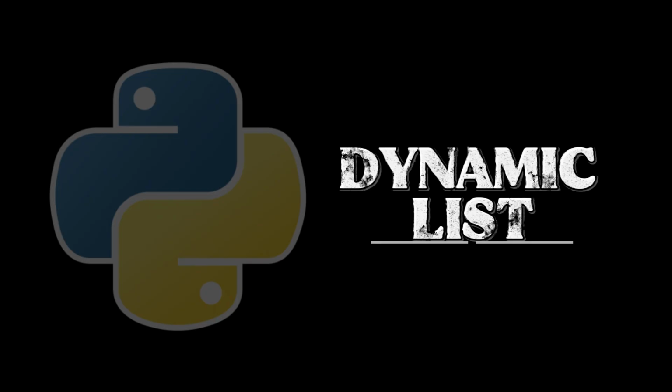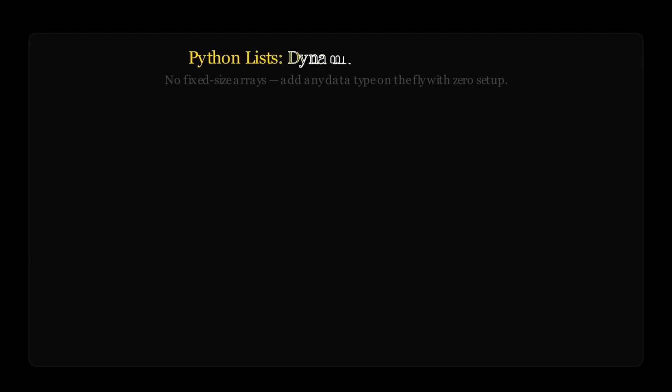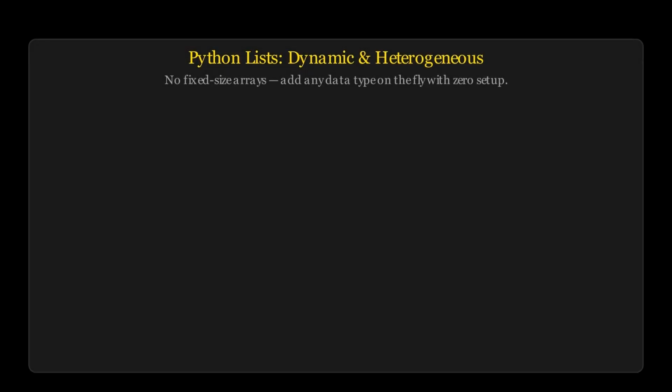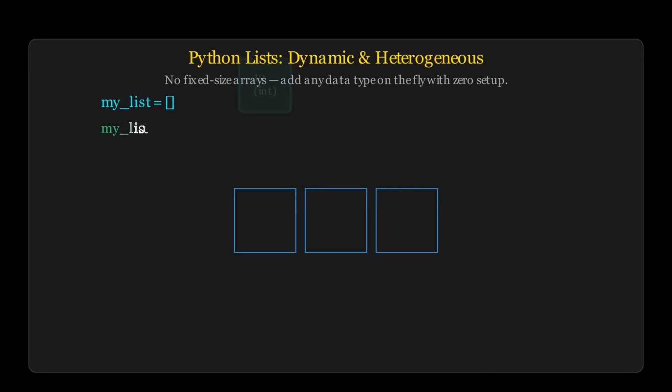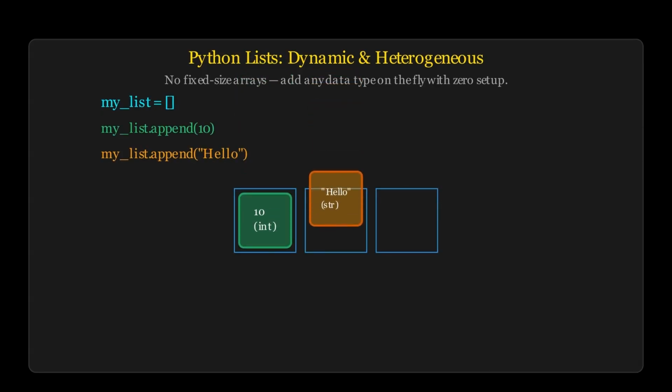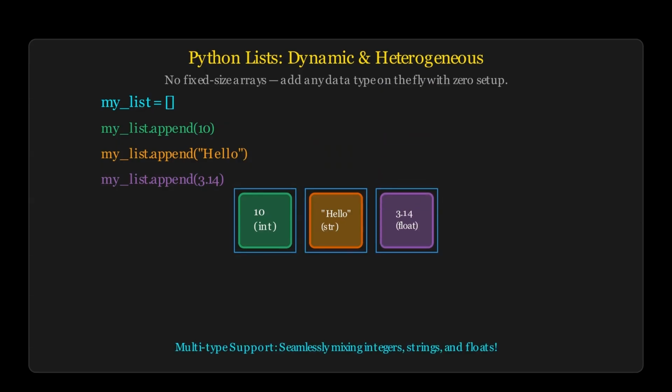Python's dynamic list. Python doesn't even have traditional fixed-sized arrays built in. Everything is a dynamic list. You can append integers, strings, and floats into the exact same list using .append. It's flexible, handles memory behind the scenes, and requires zero setup.